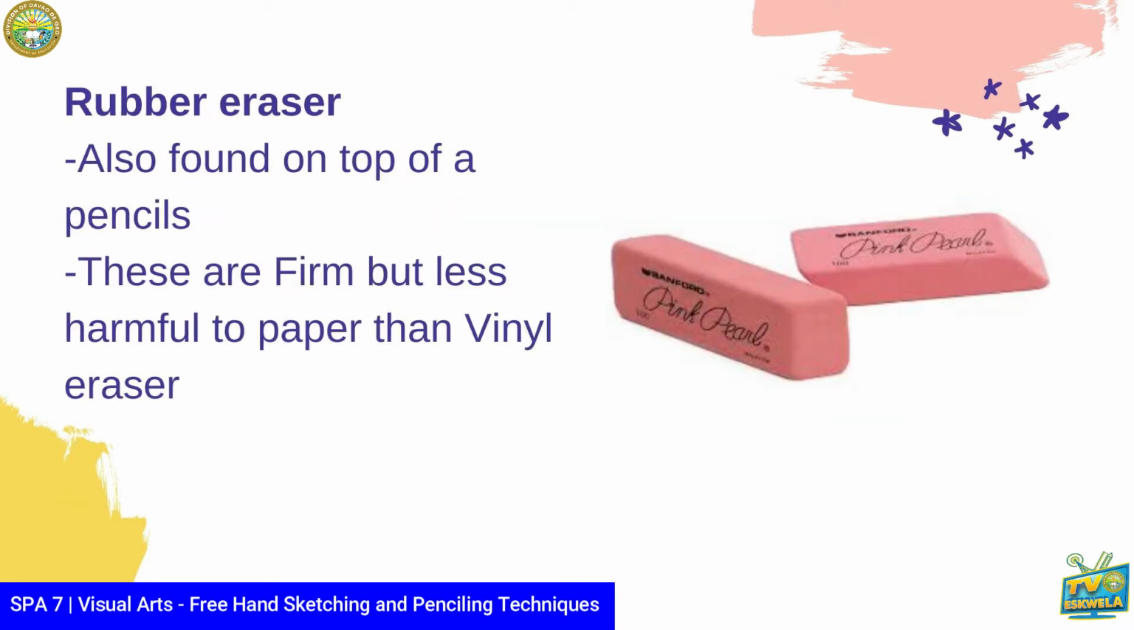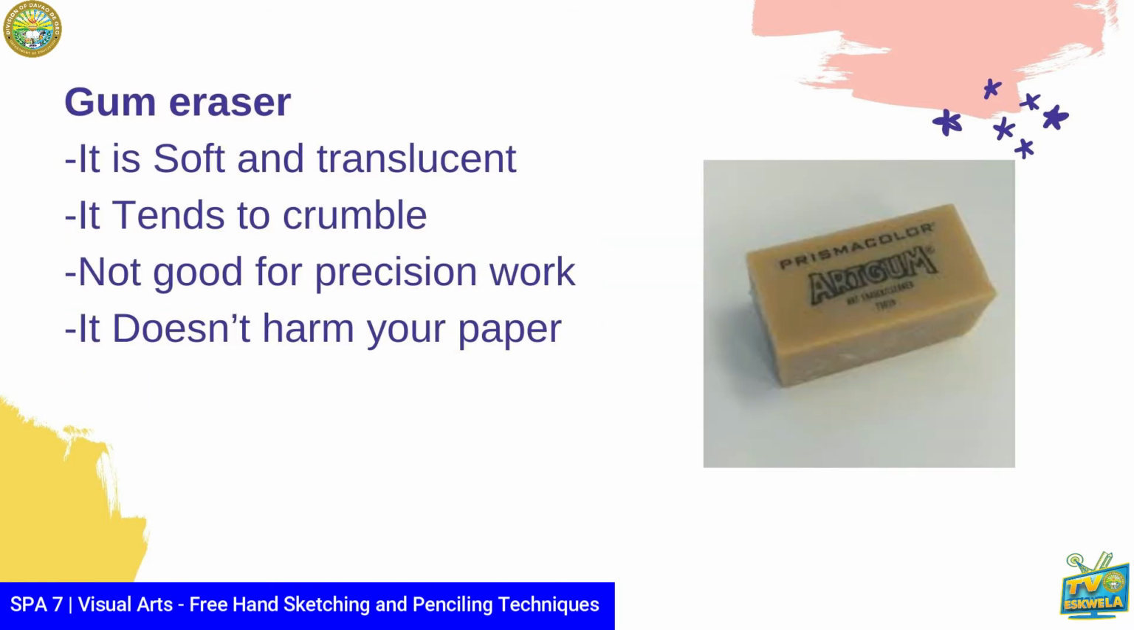Rubber eraser, also found on top of a pencil. This is firm but less harmful to paper than vinyl eraser. Gum eraser. It is soft and translucent. It tends to crumble. Not good for precision work. It doesn't harm your paper.